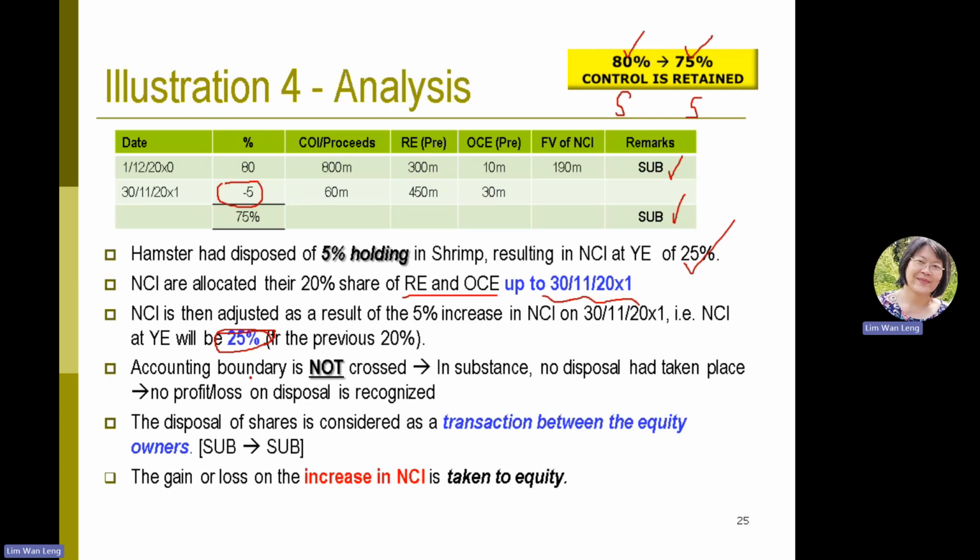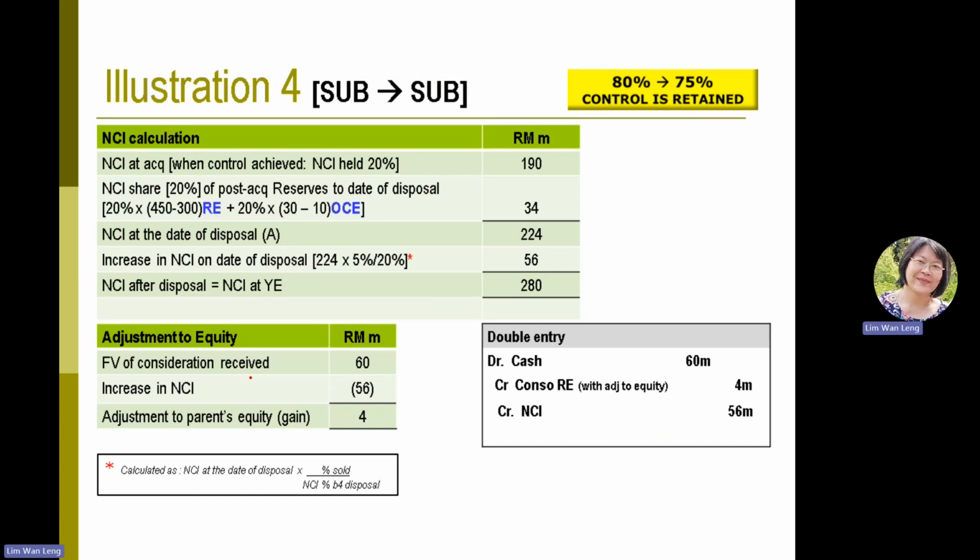Okay, so accounting boundary not crossed, so no gain or loss on disposal. And then you have to make some adjustment just between the owners. So any increase or decrease between the adjustment, any balancing figure will be taken to the equity. So you have this.